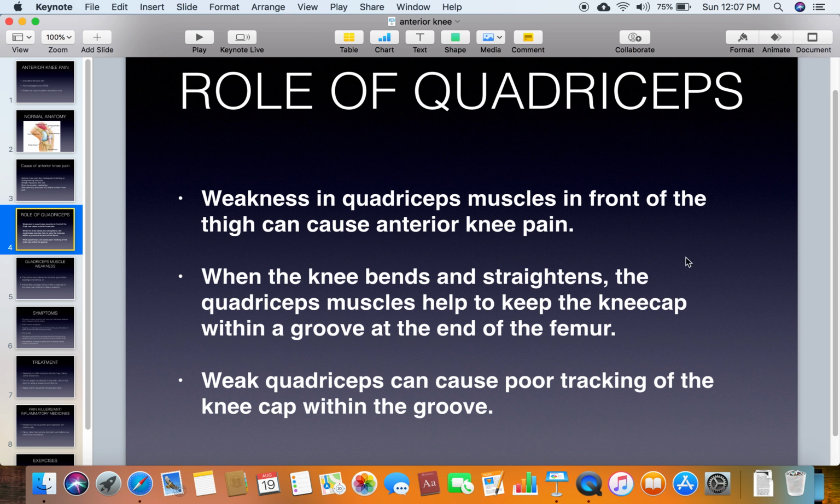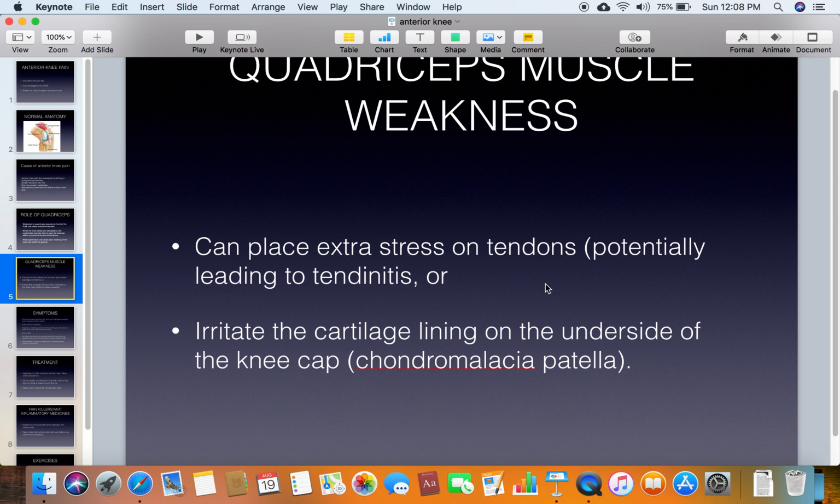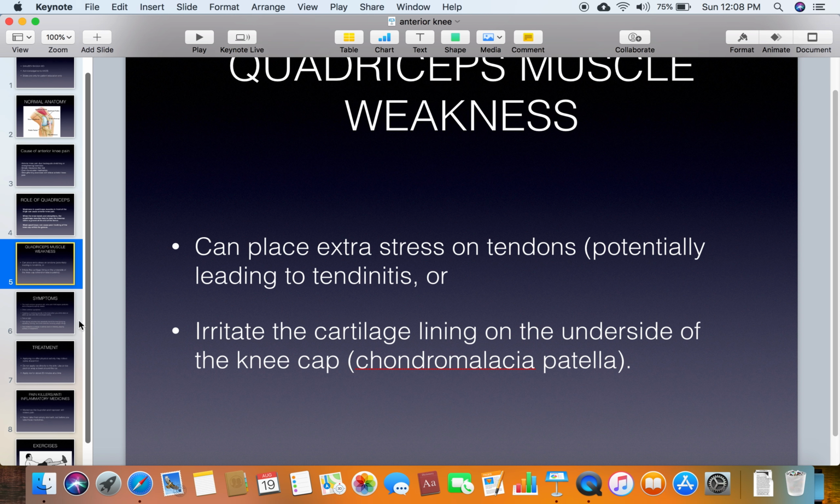A few words about the role of the quadriceps muscle. If these muscles become weak, then they are no longer able to hold the kneecap in place, which leads to poor tracking of the kneecap within the groove, and then the consequence is that there is extra stress on the tendons, namely the quadriceps tendon and the patellar tendon, which leads to tendinitis, and then of course irritation to the cartilage which lines the undersurface of the kneecap or patella.